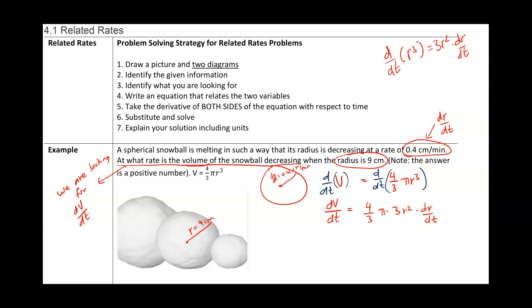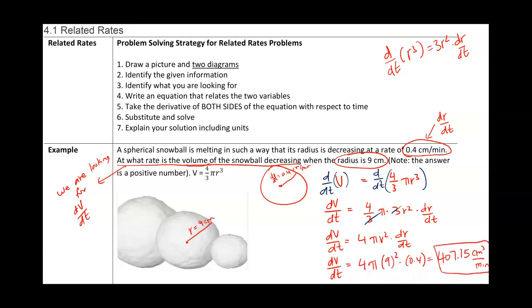Now, what are we looking for? I'm looking for the rate of change of the volume with respect to time, so I'm looking for dV/dt. On the right side, I know my radius is 9 centimeters. dr/dt is the rate of change of the radius, which is 0.4 centimeters per minute. First I'm going to simplify by canceling out the 3, so I get 4 pi r squared dr/dt. Then I replace the radius with 9 and dr/dt with 0.4.